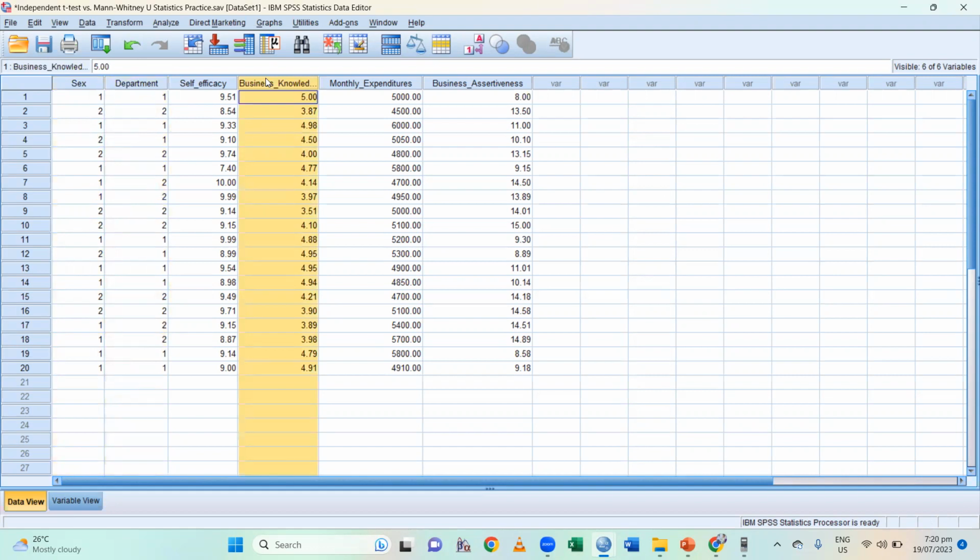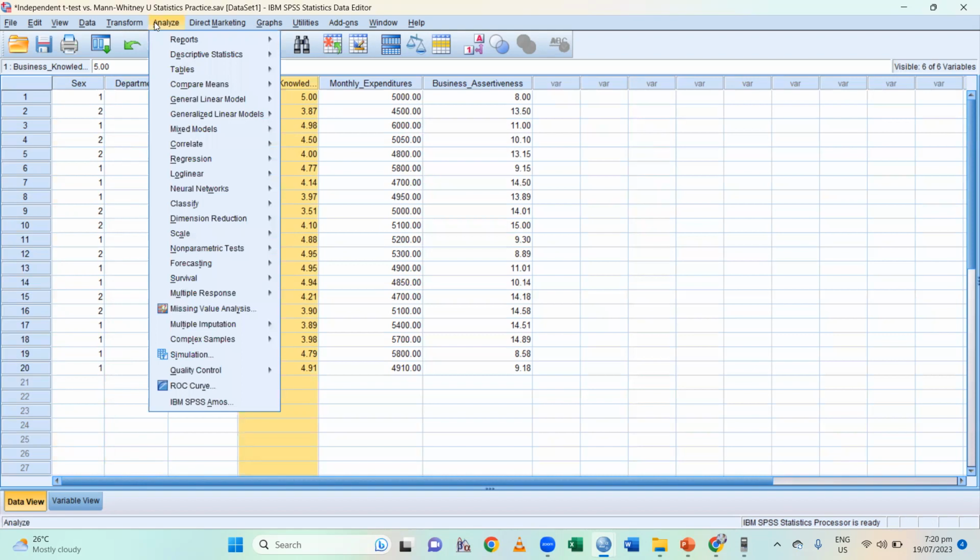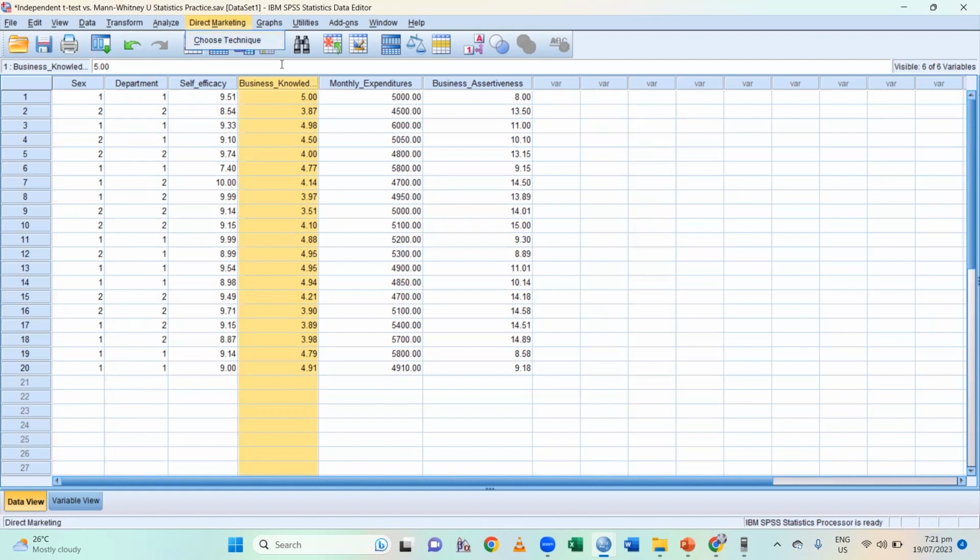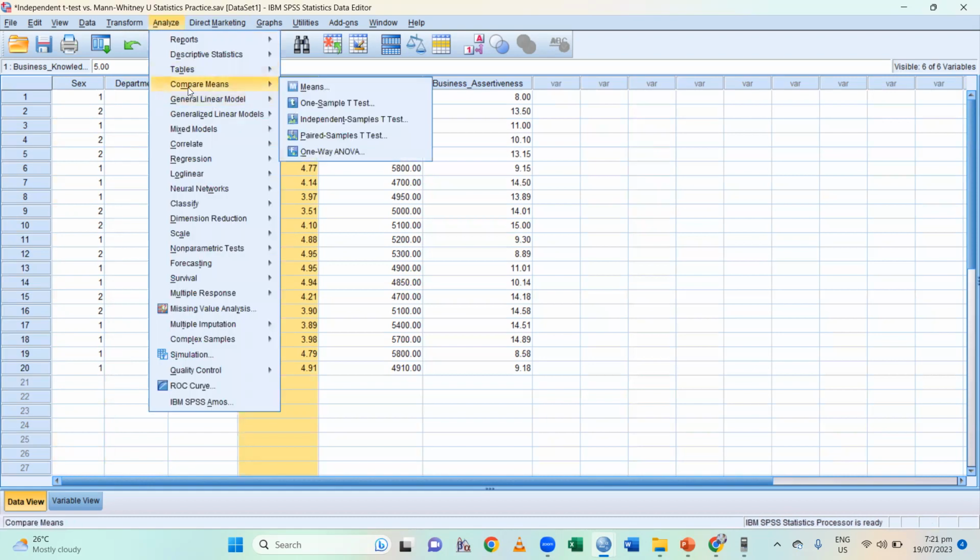So again, let's do independent samples t-test. We will go to Analyze. After Analyze, can you still remember what to do, ma'am? Compare Means. Okay. Then after Compare Means, what's next? Independent Samples t-test. Okay, good. We will go to Independent Samples t-test.